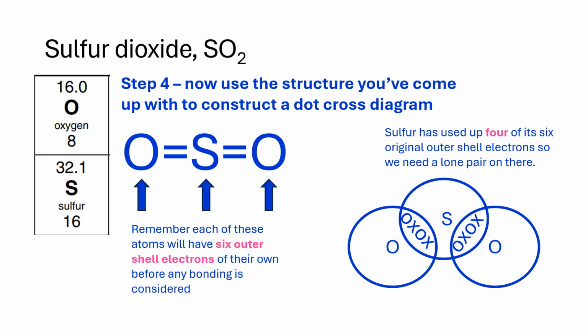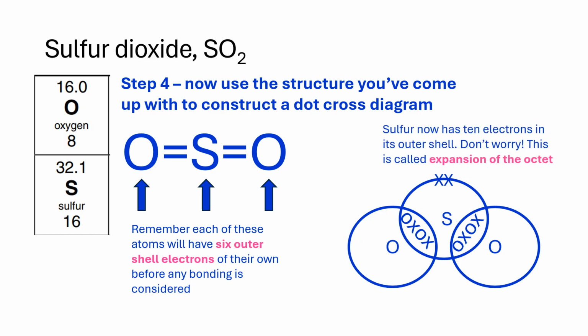So we've only used up 4 of its 6 electrons in sulfur's case, so it needs another 2. Now this creates what might look like a problem. We have 10 electrons in its outer shell. This is actually okay because it's something called expansion of the octet. I'll come back to this a little bit later, but sometimes larger atoms that you find in the p block, such as sulfur and phosphorus are common examples, and maybe some of the larger halogens like bromine or iodine, they sometimes do this in order to create a stable molecule with covalent bonds.